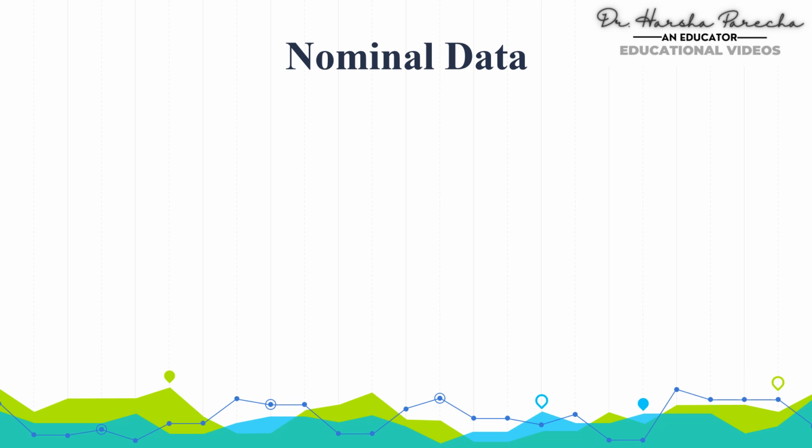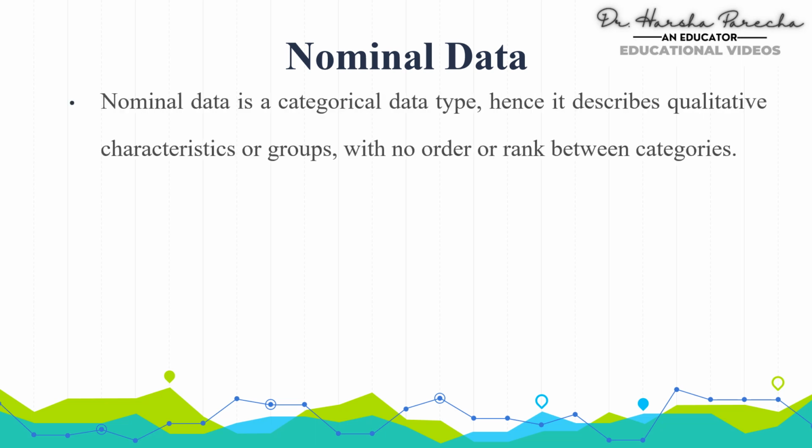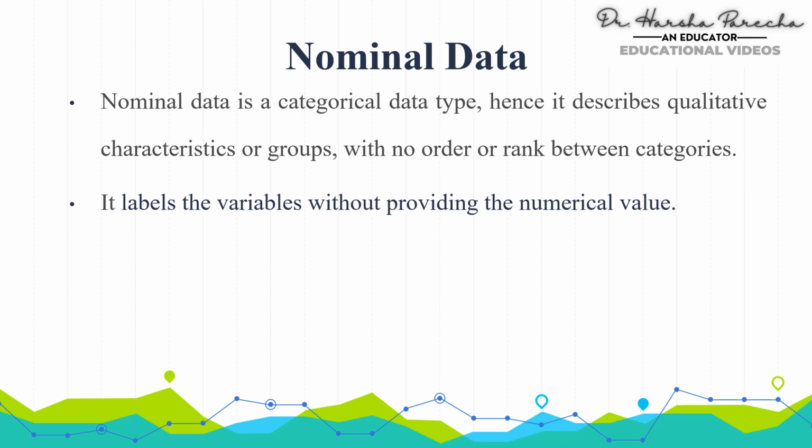First of all, nominal data. It is, as I already told you, categorical data type. Okay, it describes the qualitative characteristics of any group. Okay, one important thing here to notice is it doesn't have any sort of order or rank between the categories. Okay, it is just the labels that we provide to the variables. Okay, it cannot be ordered and measured as I have told you now.